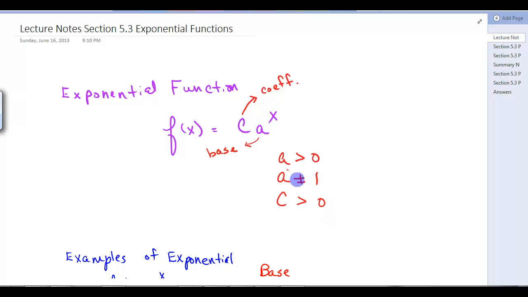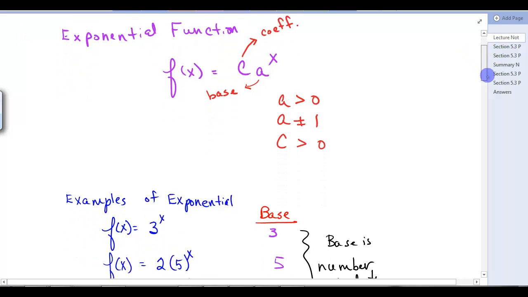Couple of restrictions here. A has to be greater than 0. Why would that be the case? Well, if a were 0, this whole expression would become 0 and you wouldn't have an exponential function. A can't be equal to 1. Why would that be important? If you have 1 to any power, say 1 to the 340th or 1 to the second, anytime you raise 1 to a power, you still get 1, and 1 times a number is just going to be a number. It will no longer be exponential that way. And then C, the coefficient, has to be bigger than 0 because if you multiply by 0, you end up with 0. So those are the little restrictions that go on there.